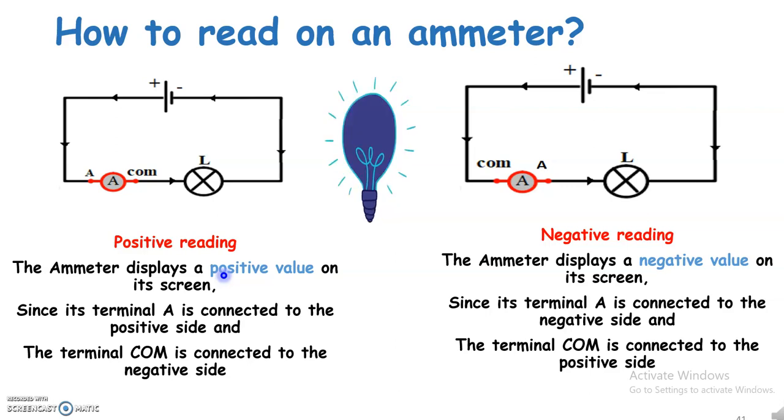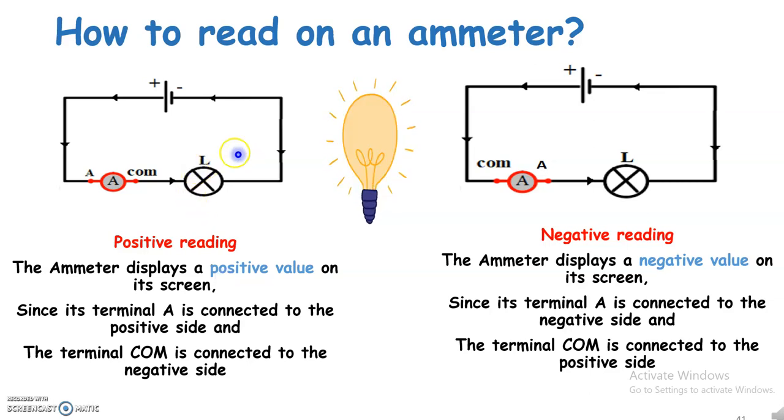In this slide, we will answer the question: does the connection of the ammeter really matter in the circuit? Meaning, can I connect any terminal of the ammeter to the positive terminal of the battery? If not, what happens to the circuit or to the ammeter if it's connected in the wrong way?